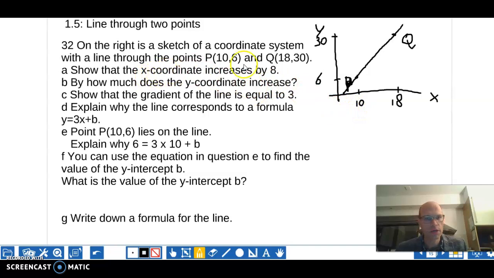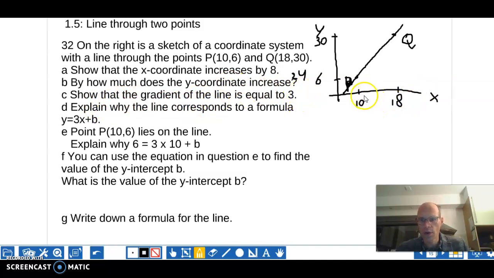Show that the x coordinate increases by 8. Well, it's very simple: we start at 10, we end at 18, so the difference is 18 minus 10, which is 8. And then with B, by how much does the y coordinate increase? We start at 6, we end at 30, so it is 30 minus 6, which is 24.